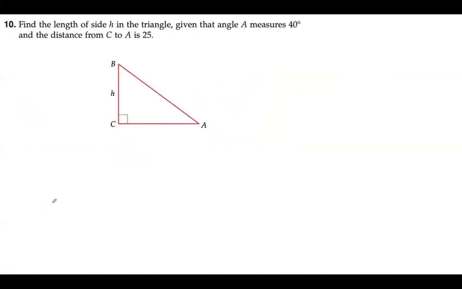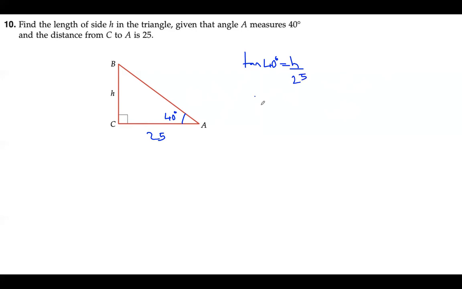The next question, find the length of side H in the triangle given that angle A measures 40 degrees. So this is angle A. And the distance from C to A is 25. So what are we going to do? We will use trigonometry. If you check the triangle, you know opposite and adjacent. So it means you need to use what? Tangent. So tangent 40 degree is equal to h over 25.